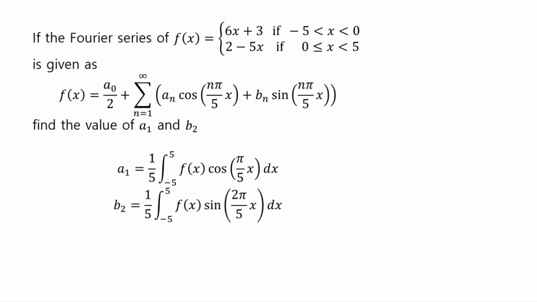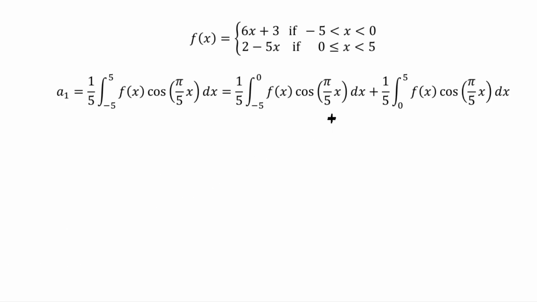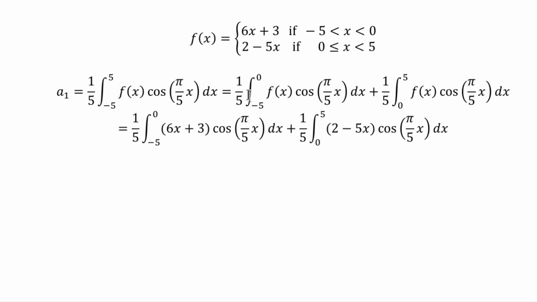So let's do it. First, a1, you take the integral and you split it into two intervals, because then you can say from -5 to 0, f of x is the same as 6x plus 3, and from 0 to 5, f of x is the same as 2 minus 5x.